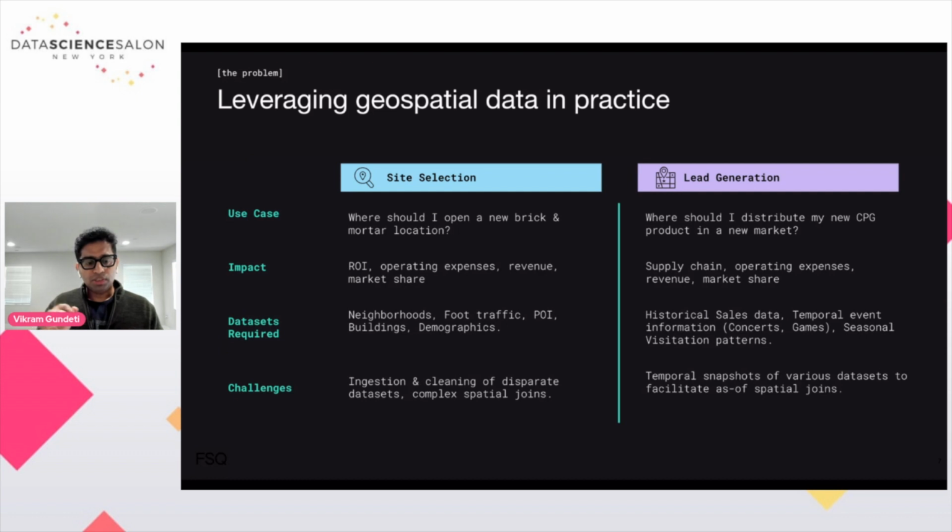To make these decisions, you need to first source all these data sets, join them, and also maintain historical snapshots so that you can go back in time to understand whether there were any seasonal patterns that will impact your decision.